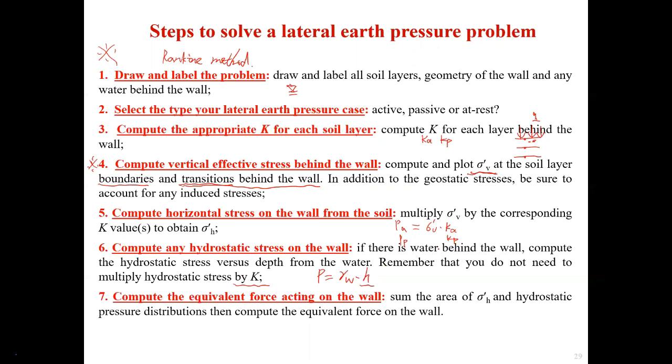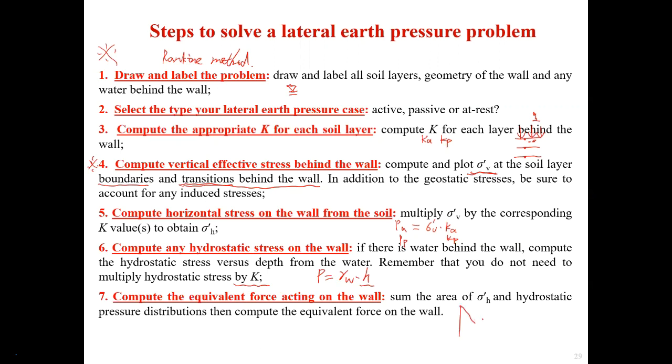So remember in the second slide, I showed you it is the hydrostatic material, so sigma H and sigma V are equivalent. So you don't need to multiply this K again. So here you have to be careful for the hydrostatic state. And finally, if you sum the area of the sigma H prime and hydrostatic pressure distribution, then you are able to get the equivalent lateral force acting on the wall.